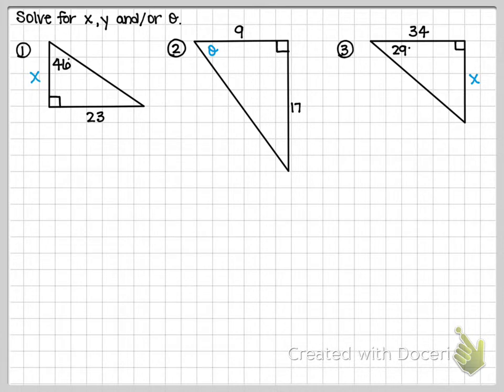Since this is basically an interactive worksheet, it would probably be a good idea to pause the video, do problem 1, come back, check it, and see how you did. I will work through the first one on each one of the following slides.